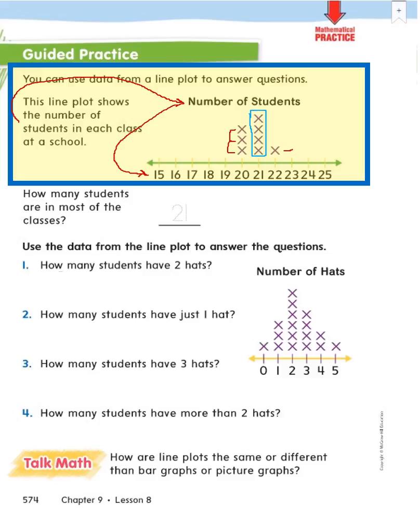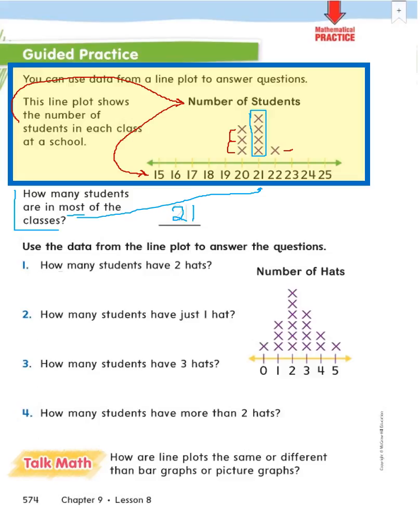So if we look at our question, how many students are in most of the classes? Well, we're going to go to the one that has the most X's, and that's 21. Okay.